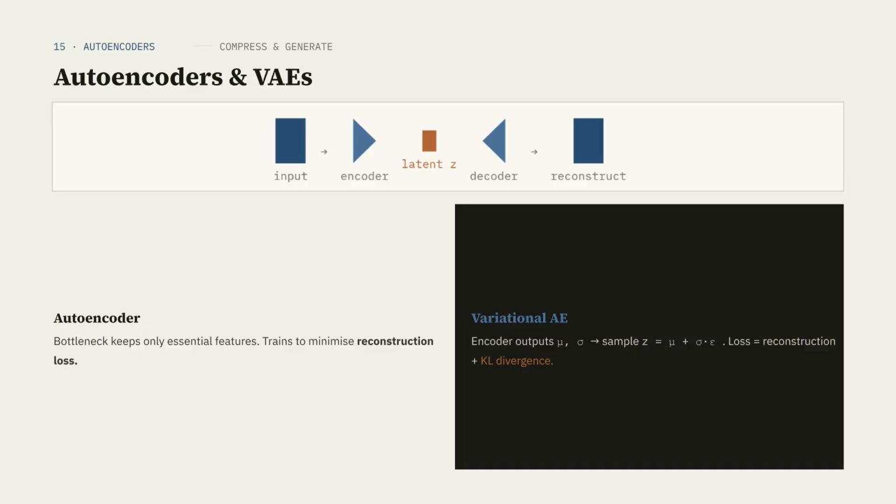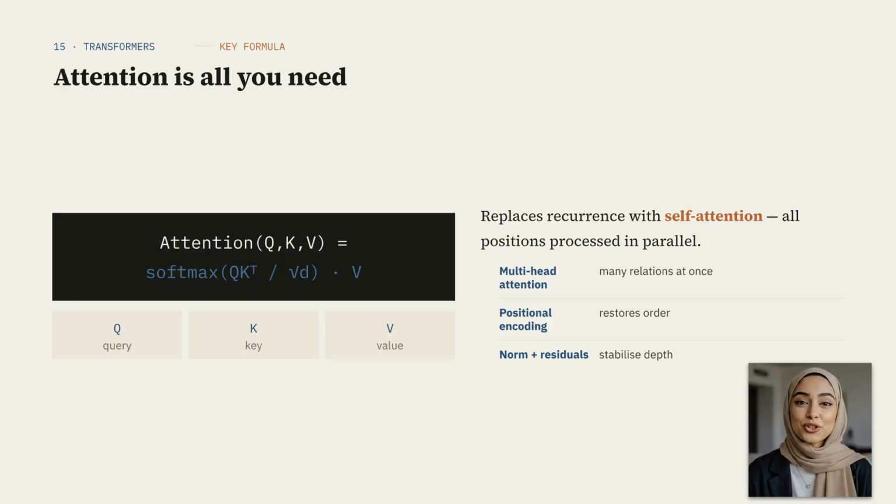Variational autoencoders take this further, using a probabilistic latent space to generate new data, balancing reconstruction with KL divergence to ensure a smooth, usable representation. Transformers revolutionized sequence processing by replacing recurrence with self-attention. This allows all positions to be processed in parallel. The key attention formula uses a softmax of queries and keys to weight values.